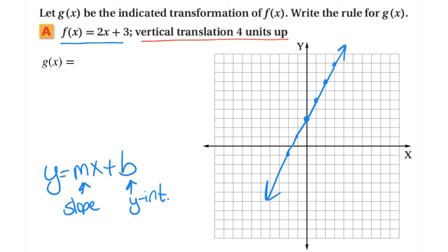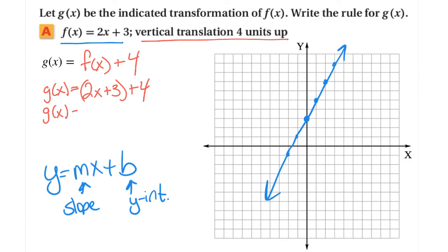Okay, now we're going to do the vertical translation 4 units up. From your previous table, you know that vertical translation is going to affect your y values or your output. And if we go up, we're going to be adding 4. So we're really taking our whole original function, f of x, and adding 4 to it. Now I'm going to simplify that. Instead of writing f of x, I'm going to write my original function and then add 4 to it. I don't really need those parentheses there, but it's just kind of helpful to see what's going on, and I can simplify this to 2x plus 7. And that really is your answer for this problem.